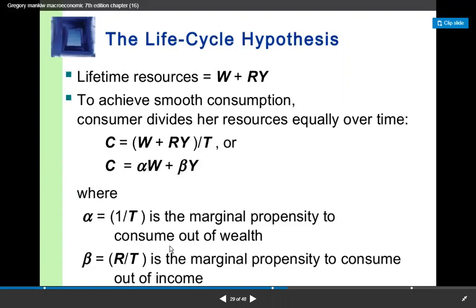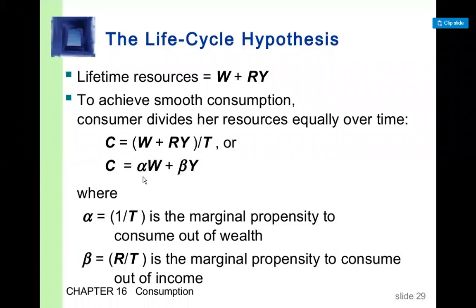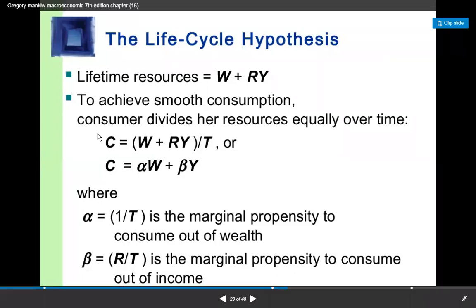Out of working income. So we finalize this equation: consumption equals alpha W plus beta Y. Alpha shows the marginal propensity to consume out of wealth. Beta is the marginal propensity to consume out of income. But one very important thing, the key point of the life cycle hypothesis is here: to achieve smooth consumption, the consumer divides total resources by the total lifetime period and achieves a smooth consumption level. You can see this part here.